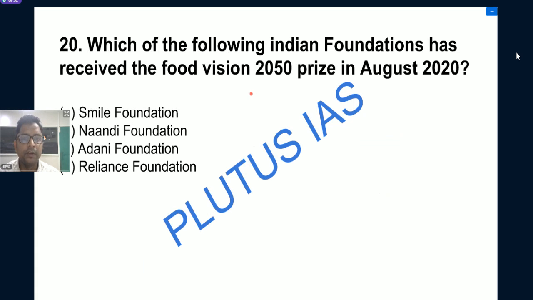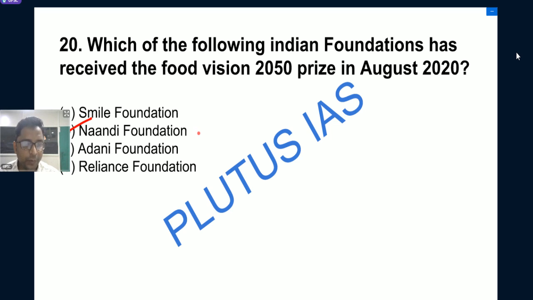The next question, which of the following Indian foundations has received the Food Vision 2050 prize in August 2020? So the answer to this question is Nandi Foundation. Nandi Foundation, it is a Hyderabad based foundation.